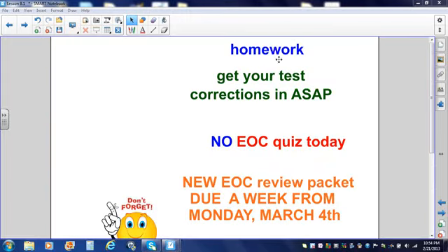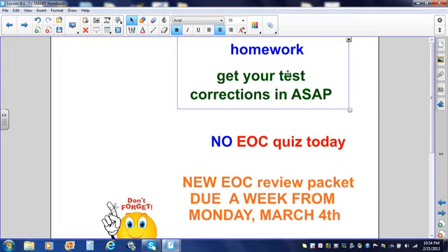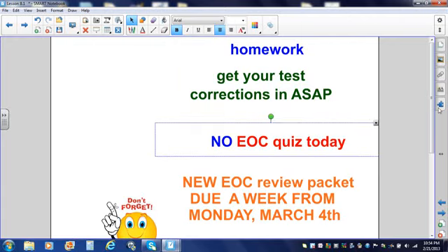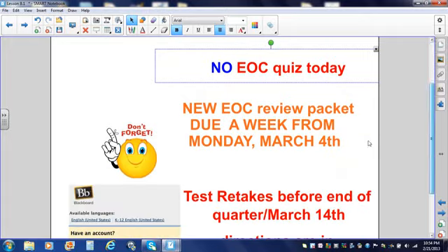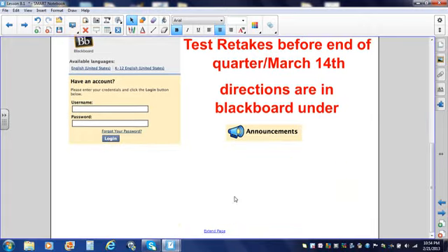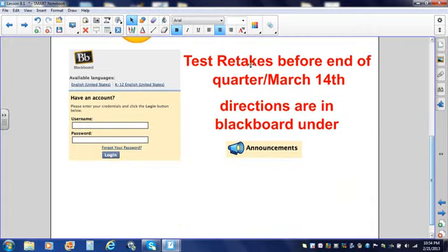Your MSAs, your homework is to get your test corrections done ASAP if you have not done them already. There is no EOC quiz today due to the short week. Your newest EOC review packet will be due a week from Monday, which will be March 4th. If you want to do a retake on your test, make sure you get it done before the end of the quarter, which is March 14th. Directions for retakes are in Blackboard under Announcements.